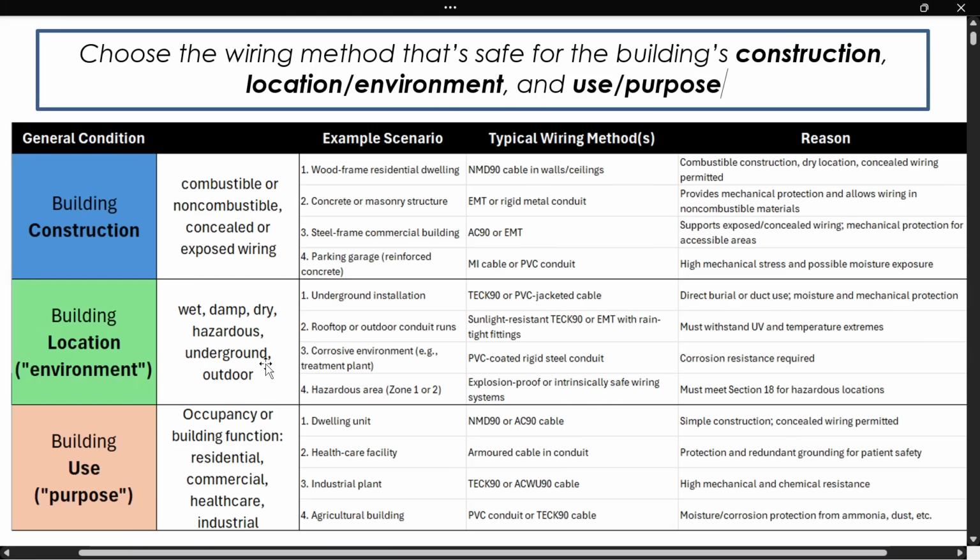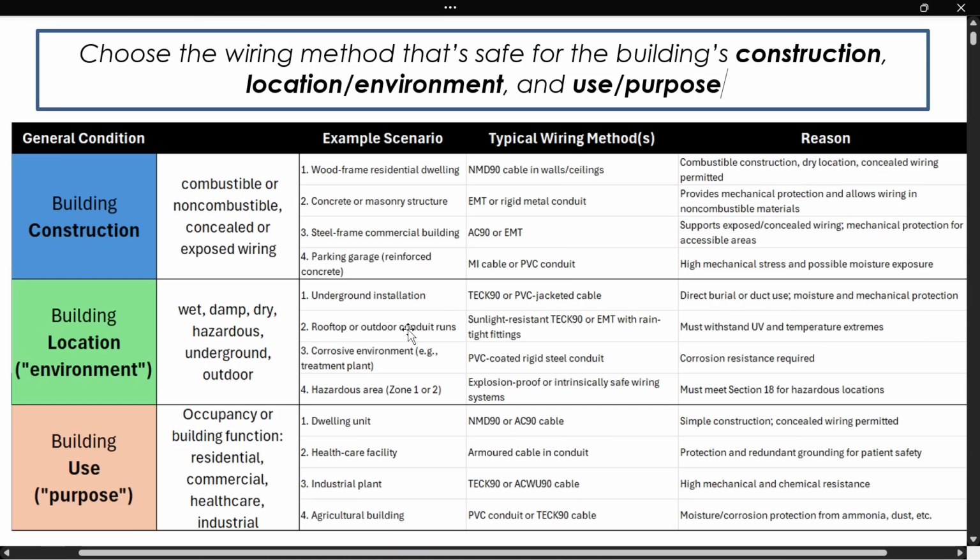For example, underground changes everything. In Canada, we might need Tech 90. In the States, we're going to use a PVC conduit or UF-B. And this is because under the ground, you're going to have moisture and you need some mechanical protection. So all of the mechanical protection for underground installation, the depth, etc., is in the wiring methods section.